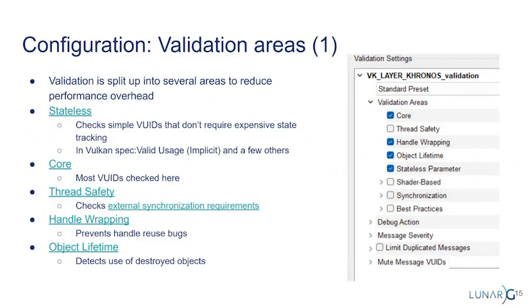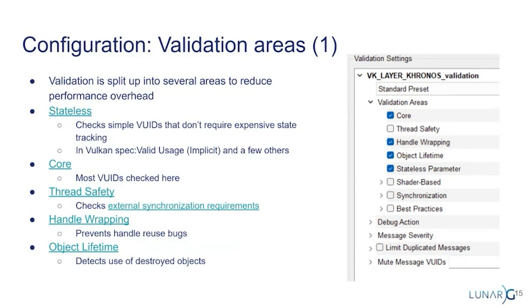Stateless is very simple checks that don't require us keeping track of anything beyond the current function call. So that memcopy example I had where there's a null pointer, that'd be a stateless check. Core validation is almost everything else. That's what you want to spend most of your time running. It's fairly expensive compared to stateless, so it does add overhead to your application.